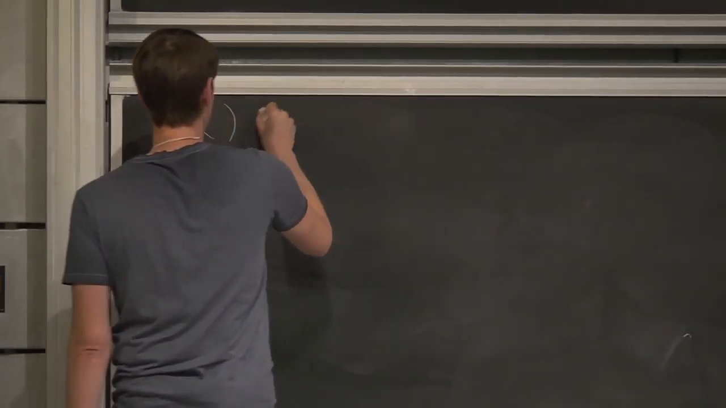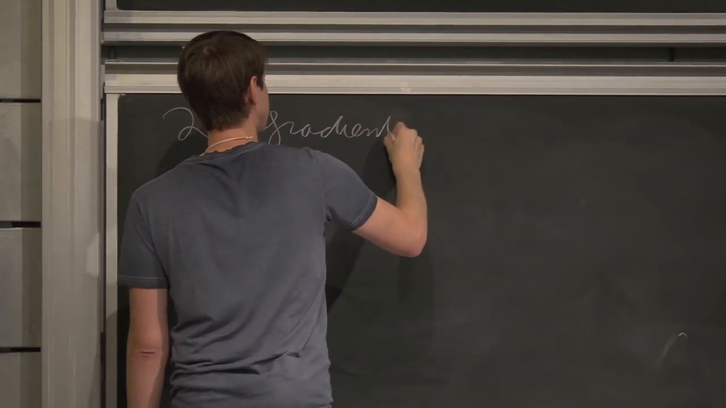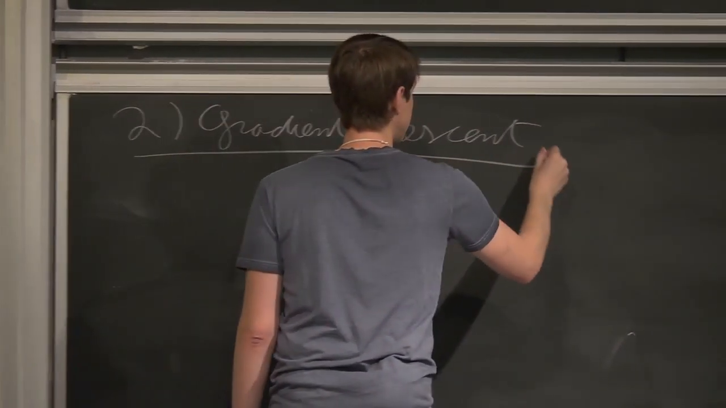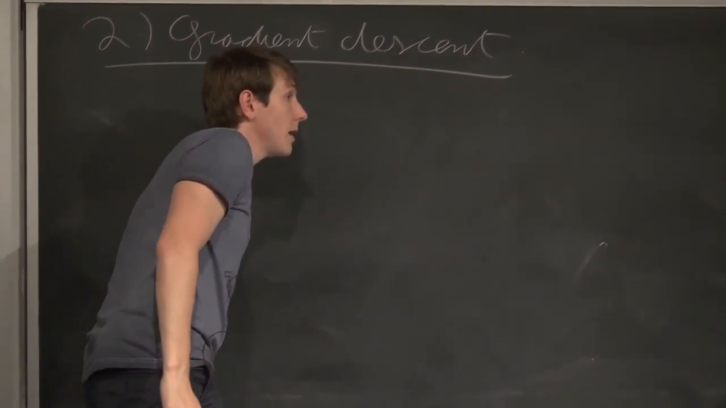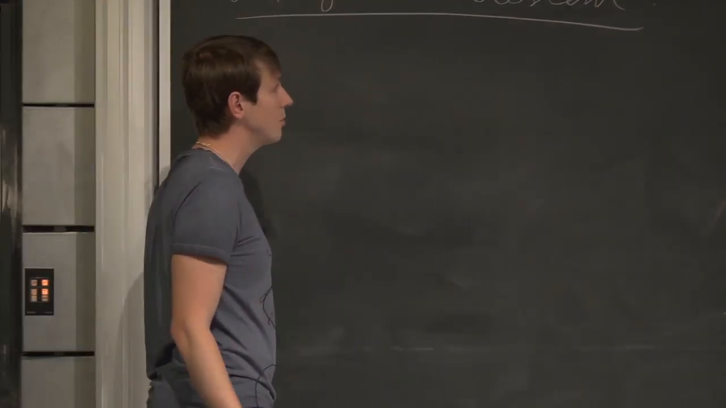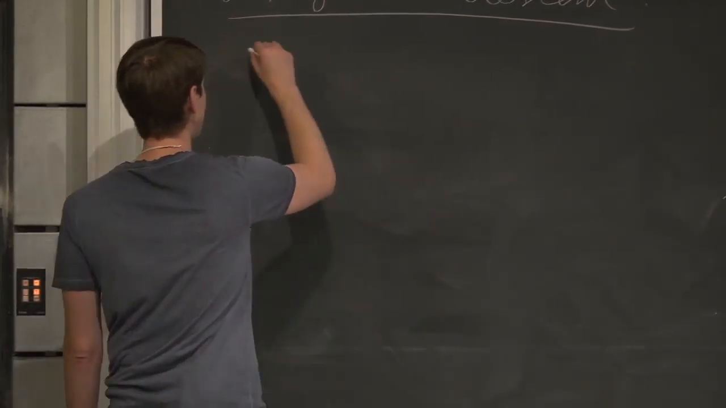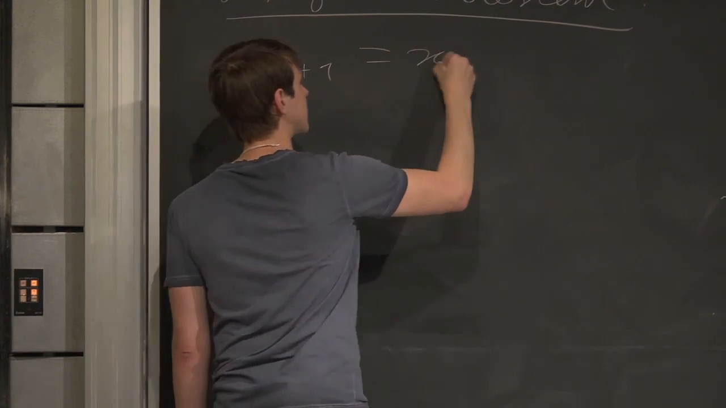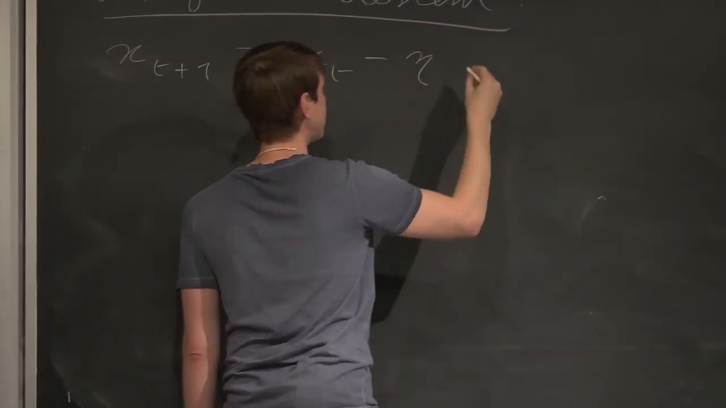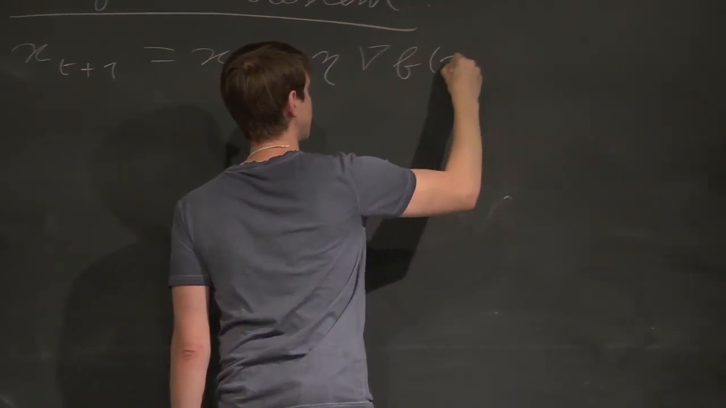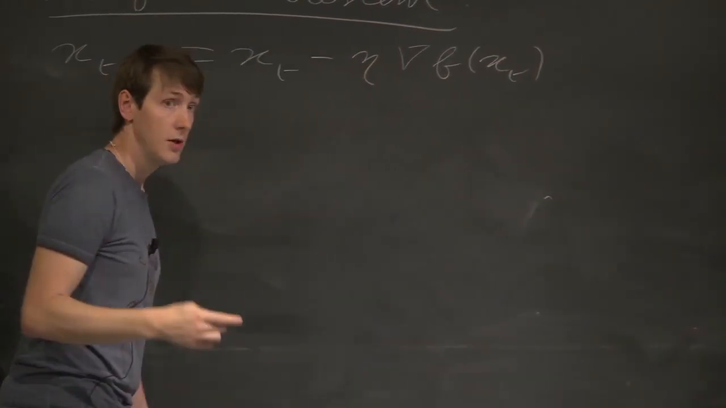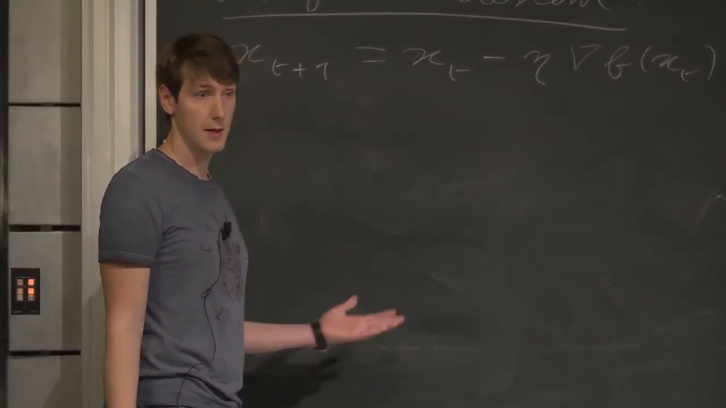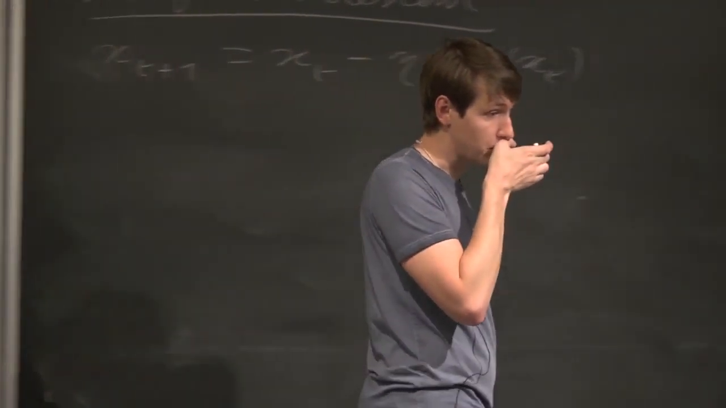So, gradient descent. It's an iterative procedure to optimize a convex function, and it takes the following form. The iterate at time t plus 1 is the iterate at time t minus some learning rate eta times the gradient of f at x_t. You have the direction in which you can decrease the function and you take a little step in that direction. That's what gradient descent is.